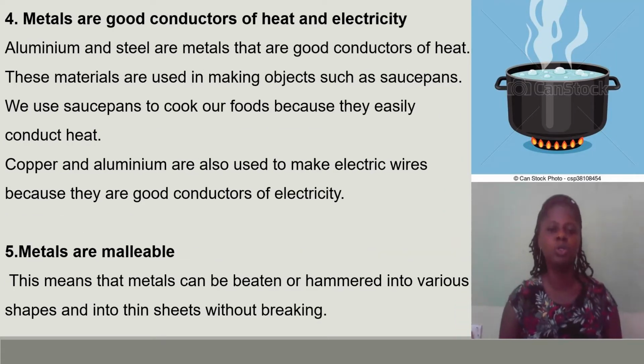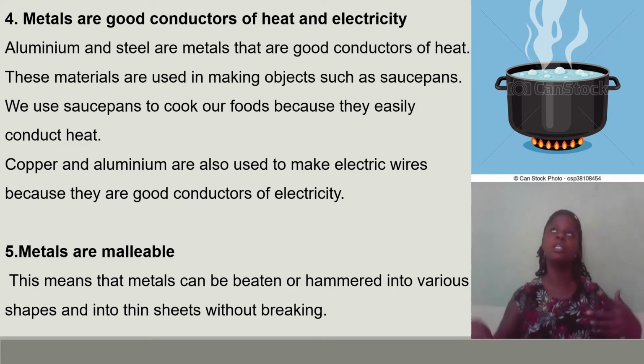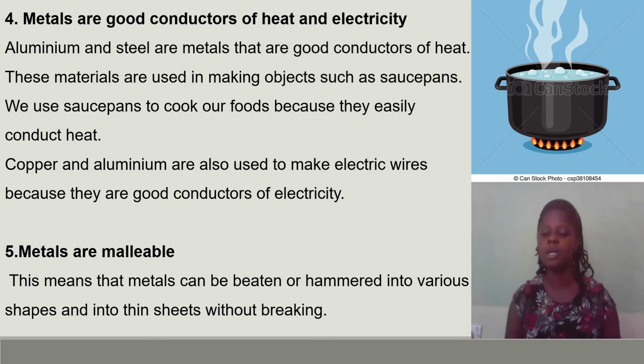Metals are also good conductors of heat and electricity. Because of this property, metals are used in making the electrical cables that we see around us. They are also used in making cooking pots because they are good conductors of heat and electricity.